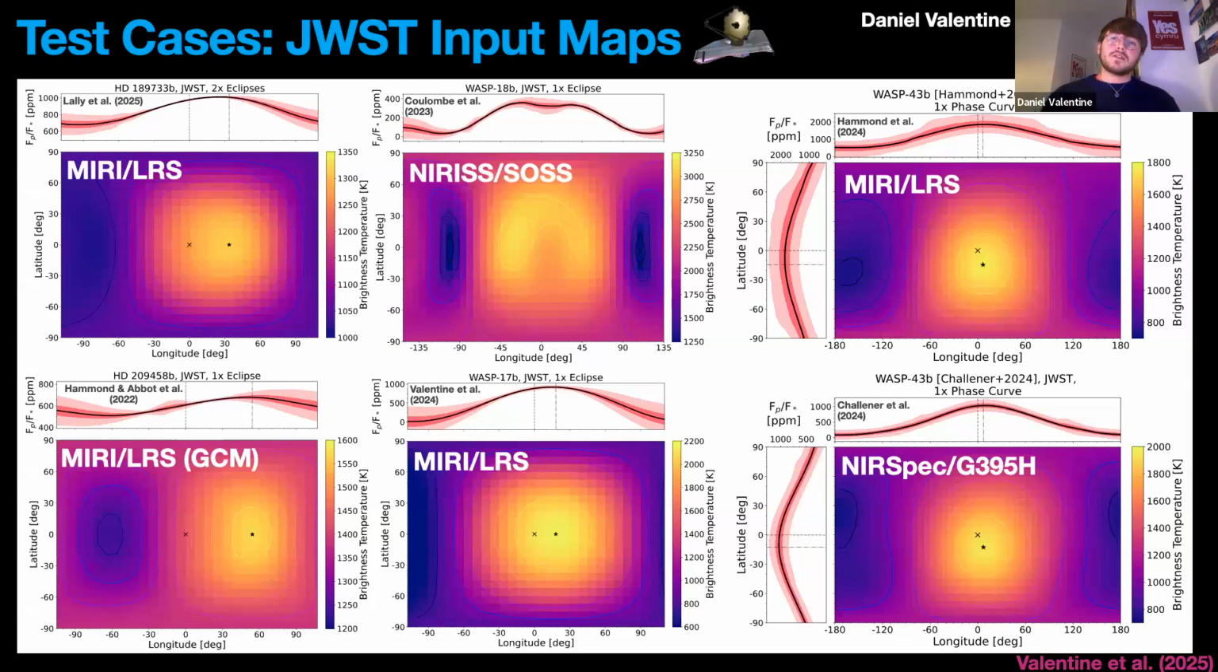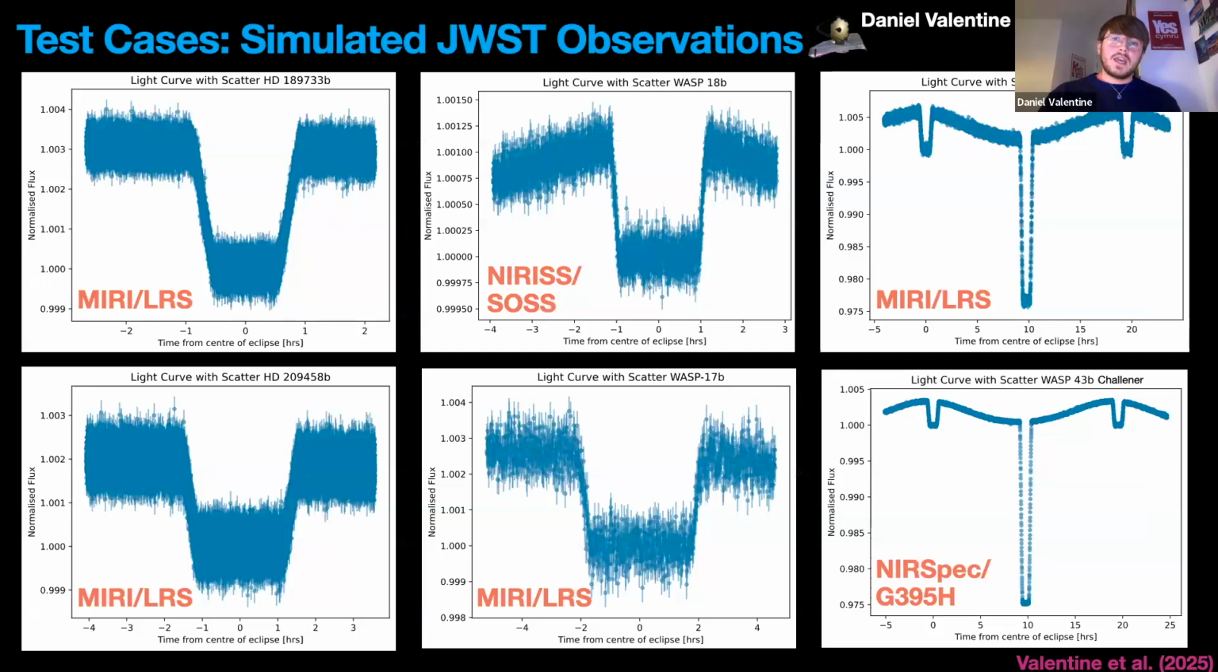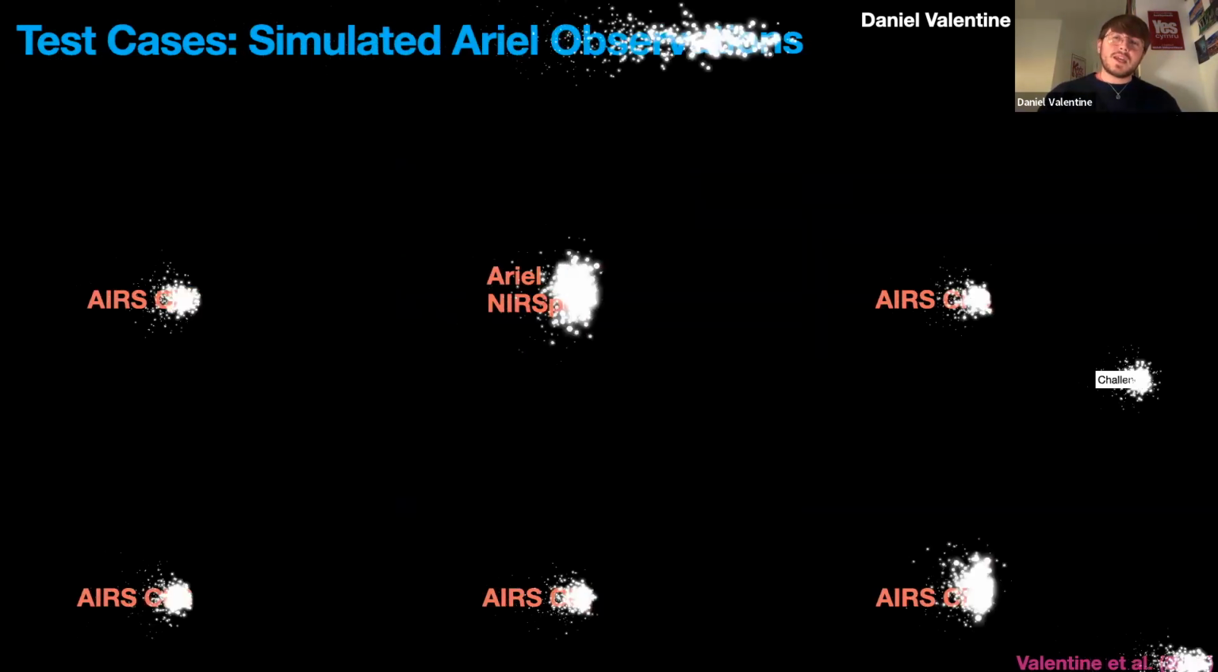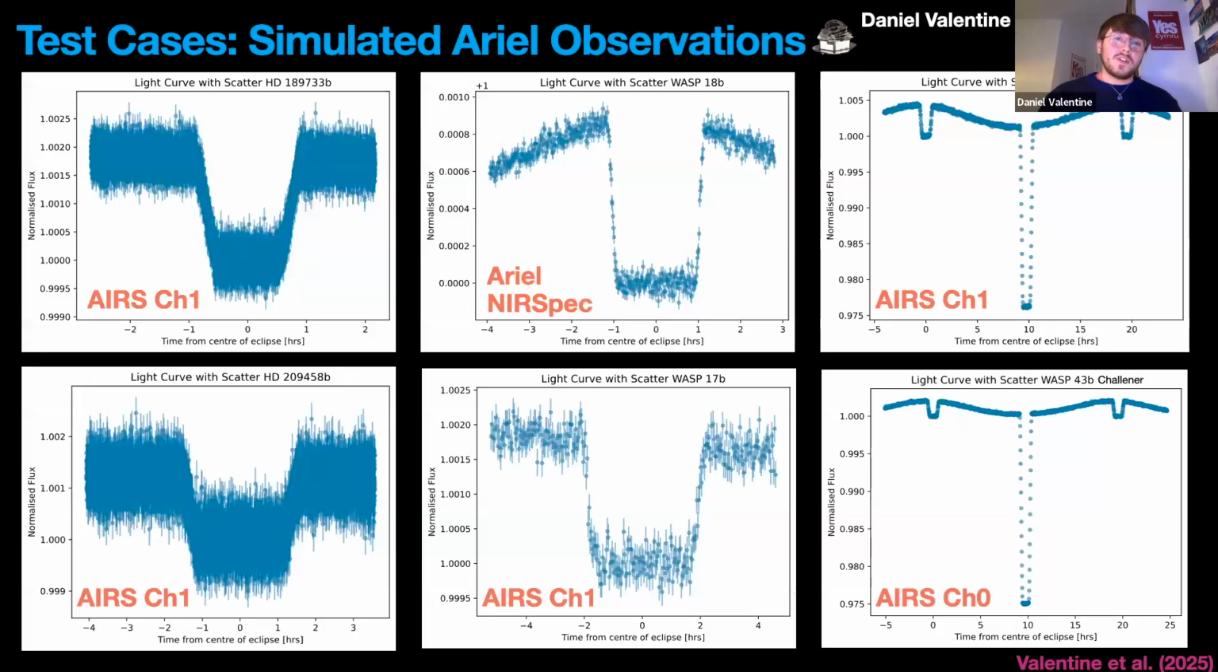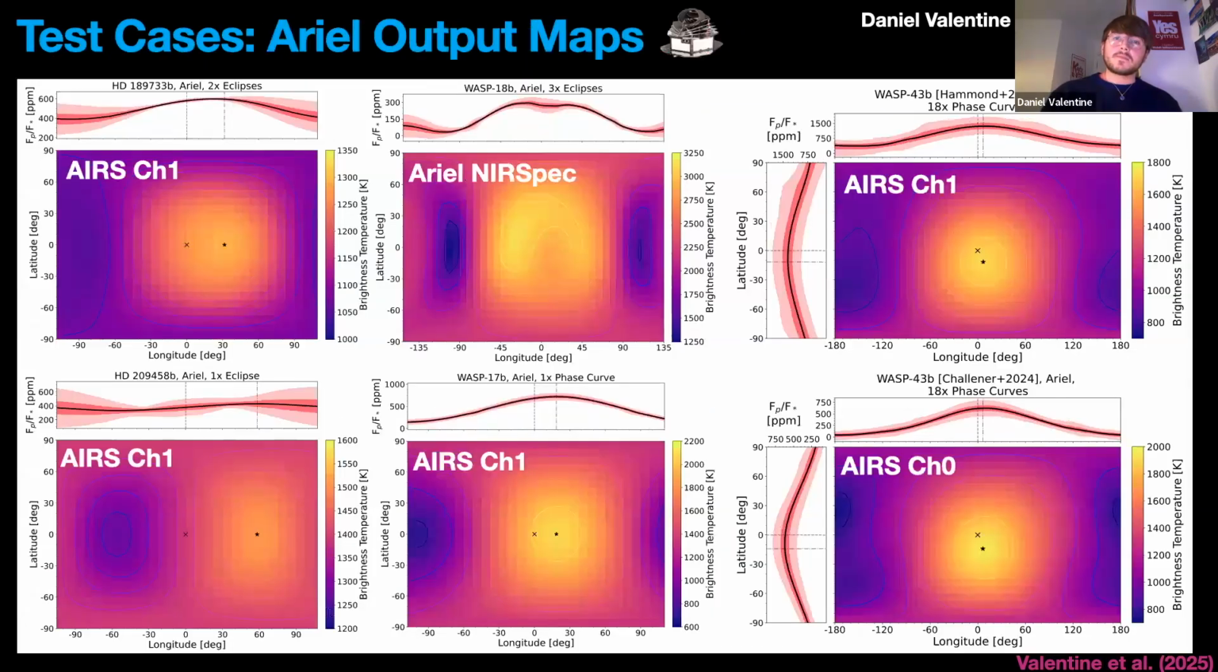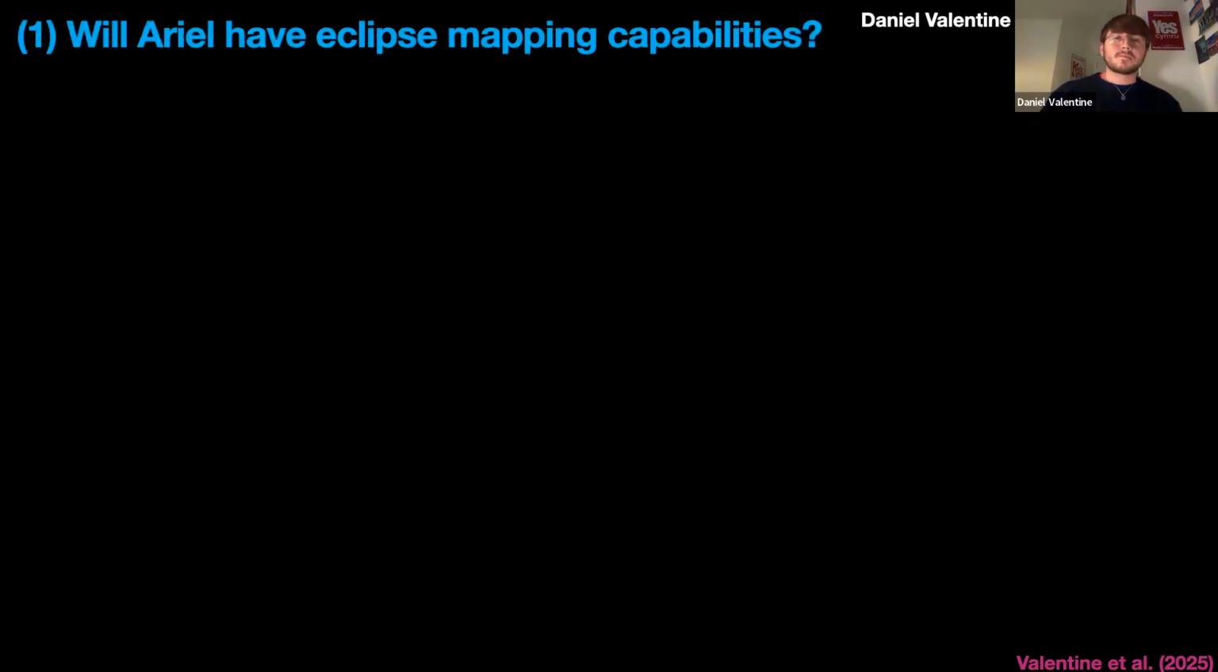So to carry out our test cases, what we do is we take our input JWST maps, extract the eclipse mapping signals from the light curves, simulate them as they would be observed using the equivalent Ariel spectrograph, and then retrieve the equivalent map as it would be observed with Ariel. Okay, so let's now use these test cases to address each of our questions in turn.